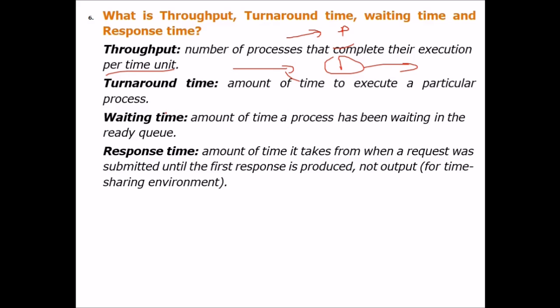Waiting time is the amount of time a process has been waiting in the ready queue. There are various queues in an operating system. One is the ready queue where the process is waiting to be executed or to get the attention of the processor. So waiting time is the amount of time which a process spends in this ready queue, RQ, waiting for its turn to be executed.